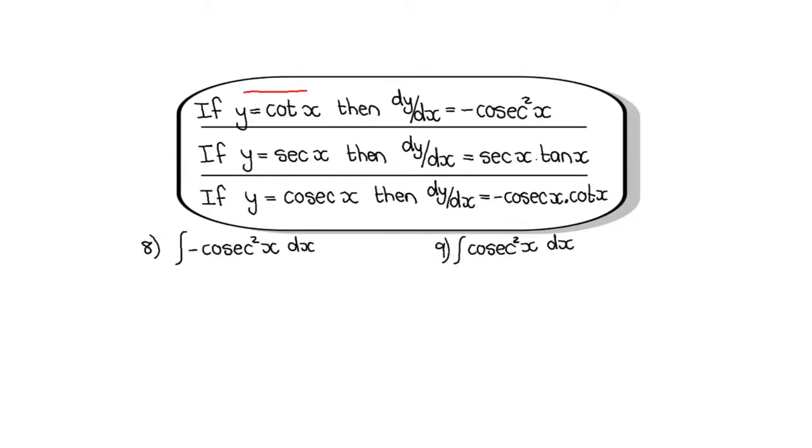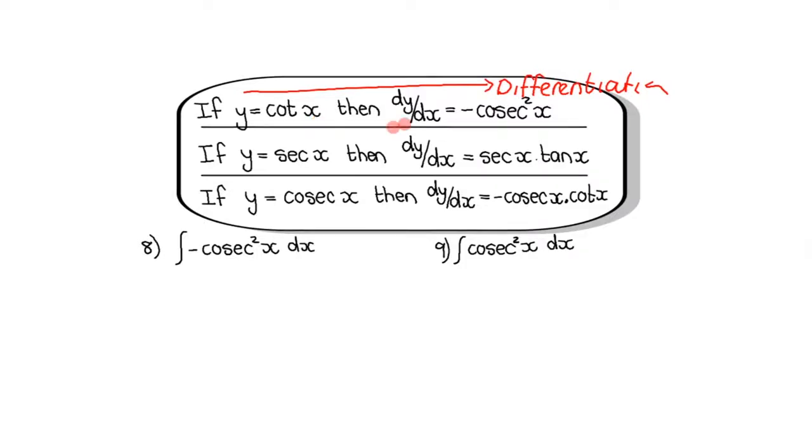Okay, now if you look at it nicely, you'll see what I'm giving you here is actually differentiation rules. But we are actually busy looking at integration. So why am I giving you differentiation rules? This rule, if I use it reading from left to right, says if y is equal to cot x, then the derivative will be negative cosec squared x.